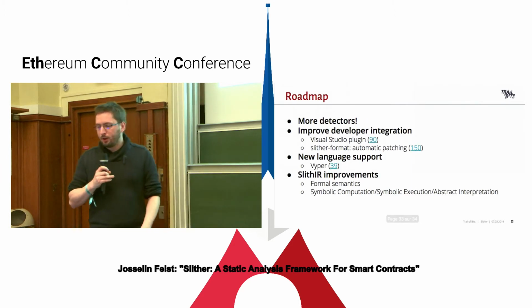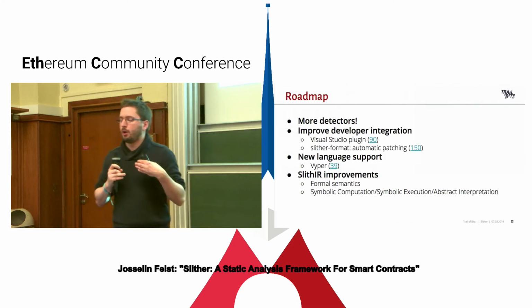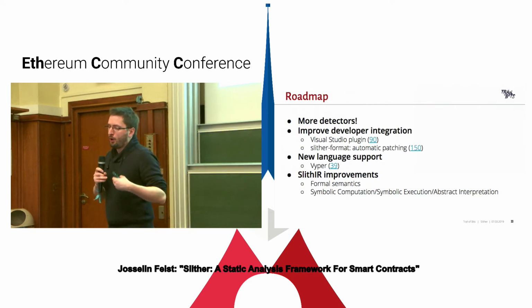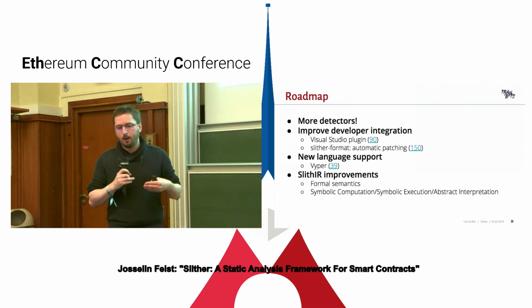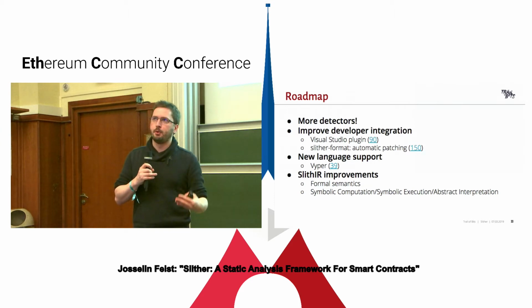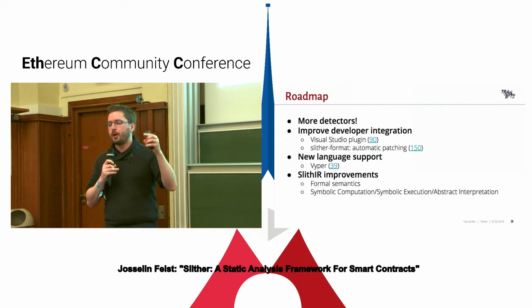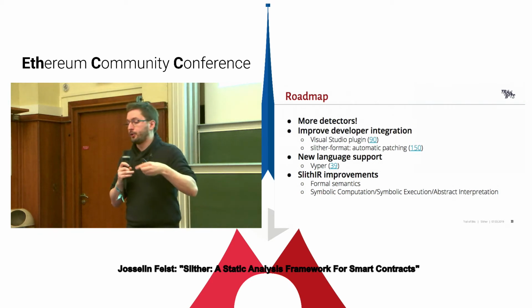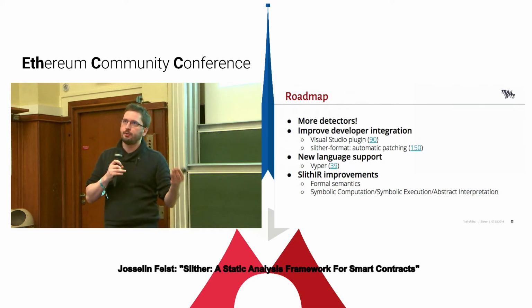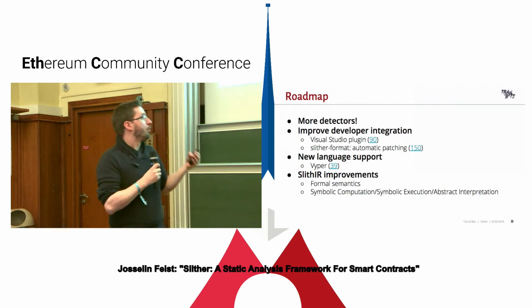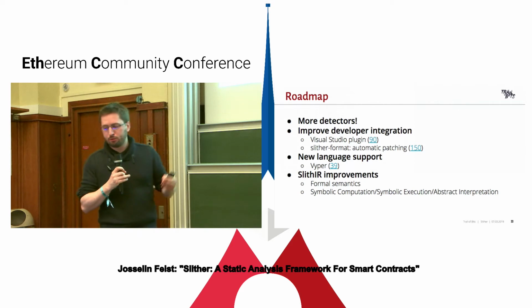So for the roadmap, we are going to continue to open source new detectors. We plan to improve the developer integration. For example, we are going to have a new Visual Studio plugin where you can just click on a variable. It will ask Slither for information about this variable. For example, what are the possible values of this variable? What are the dependencies of this variable? And so on.